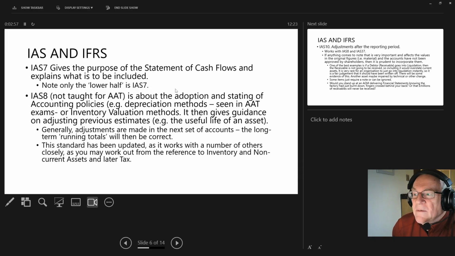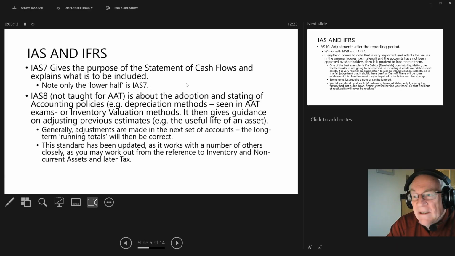It does apply to limited companies, and it's possible to produce one for a sole trader if it's useful information, trying to explain, particularly if somebody's on cash issues, where the money's going out and where the money's going in. It does explain some things sometimes.